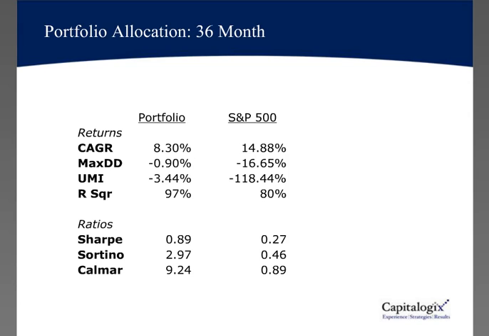Well, let's not look at just returns. Let's look at some risk metrics. Maximum drawdown, UMI, which is underwater mass index, R squared, Sharpe, Sortino, and Calmar. If you look at the portfolio I'm suggesting, you're looking at, again, the CAGR of 8.3 and a maximum drawdown of basically 1% versus the S&P 500, which was, we'll just call it 15% on the CAGR, but a 16.5, I'll be nice, 16.5 drawdown.